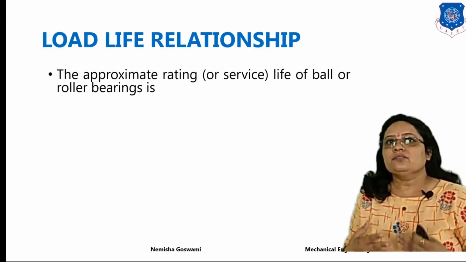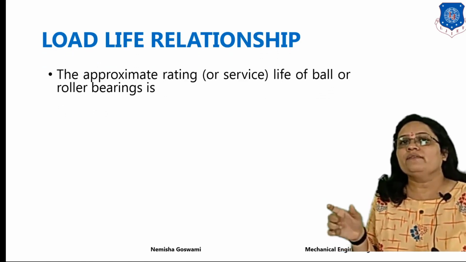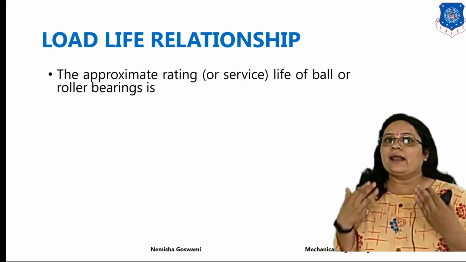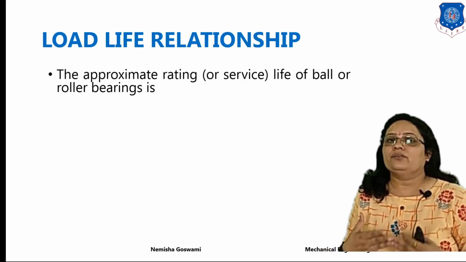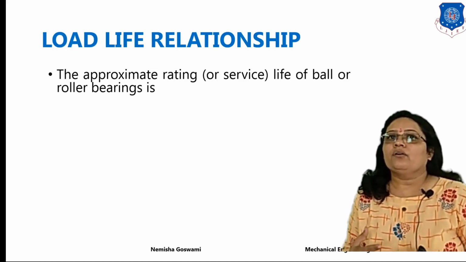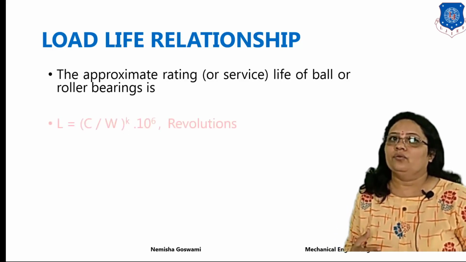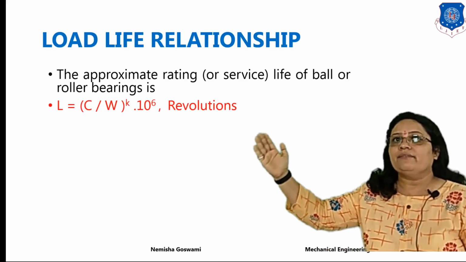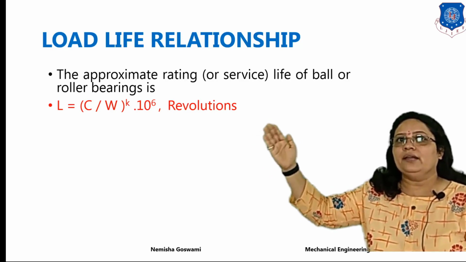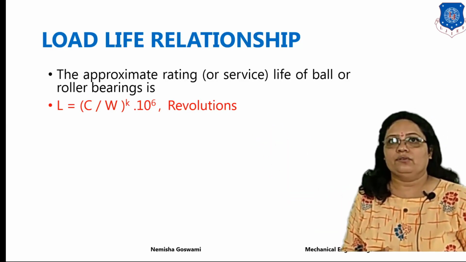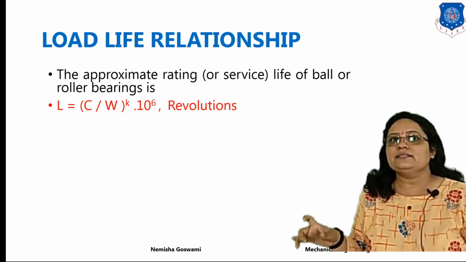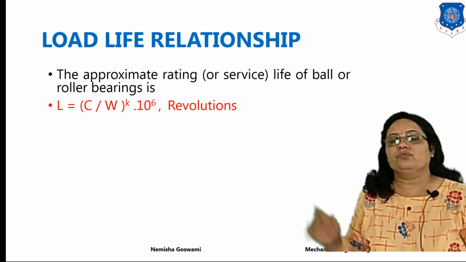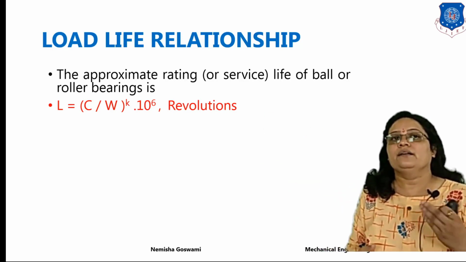So now, what is the load life relationship? Here we will see a standard formula that is used to find the life of bearing by using the dynamic load or equivalent dynamic load, right? This formula is: life of bearing L is equal to (C divided by W) to the power k, into 10 to the power 6 revolutions. Here we always consider the life of bearing with respect to 1 million revolutions. So 1 million means 10 to the power 6 revolutions, right?